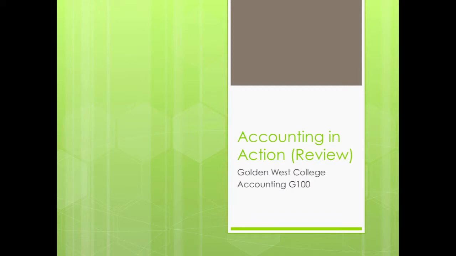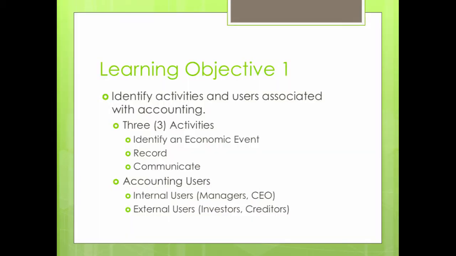So let's begin by briefly reviewing what was covered in Chapter 1, which was accounting in action. The first objective was to identify the activities related to the accounting process, which were three: identify an economic event, record the event, and communicate the event. Remember that there are two types of accounting users, including internal users such as managers and CEOs, and external users such as investors and creditors.